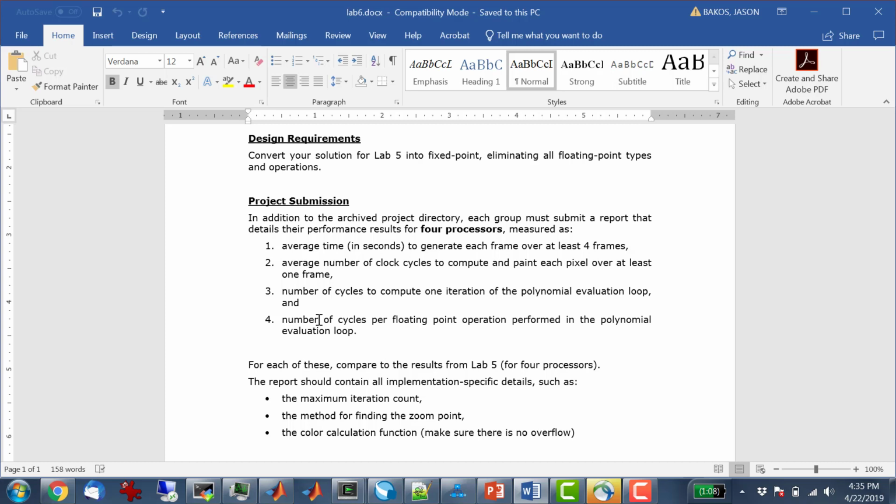The number of cycles to compute 1 iteration of the polynomial evaluation loop. And the number of cycles per floating point op. This is not something you have to measure. You essentially take number 3 and divide it by the number of operations. And when I say floating point, I mean floating point or fixed point, depending on which one you're doing. Yes? Okay, that's a little unclear. Main arithmetic operation, right?